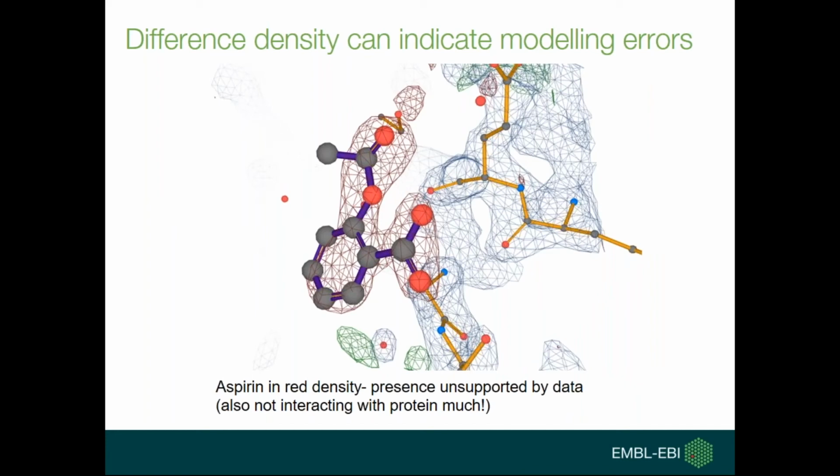Red density, on the other hand, suggests that there are atoms there that shouldn't be there, and in this case, this aspirin is not supported by the data. So the data is saying, I am unhappy with these electrons being modelled here in the model. There's also a clue that this aspirin molecule isn't actually interacting with the protein much, so you can't really tell why it's there because it's not bound to anything.